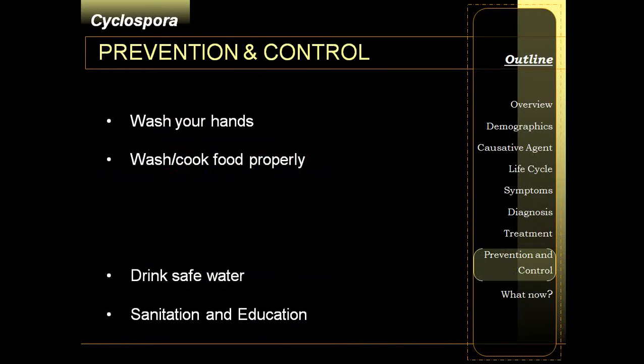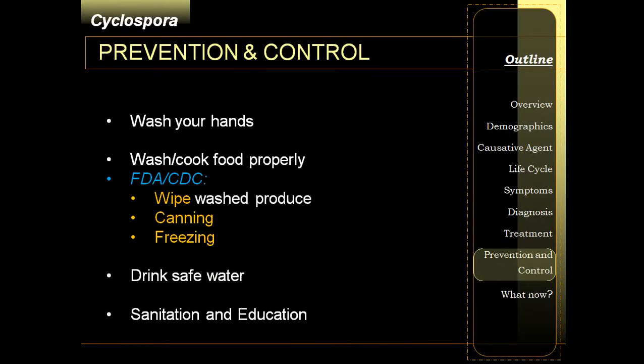So prevention and control, very similar to cryptosporidiosis. Hygiene and sanitation, washing of hands, washing and cooking of food, drinking safe water, sanitation, and education. They also want to employ wiping of washed produce properly because cysts tend to stick onto the skin of your fruits and vegetables. You have to wipe them after washing them. And canning and freezing will also kill the cyst of Cyclospora.